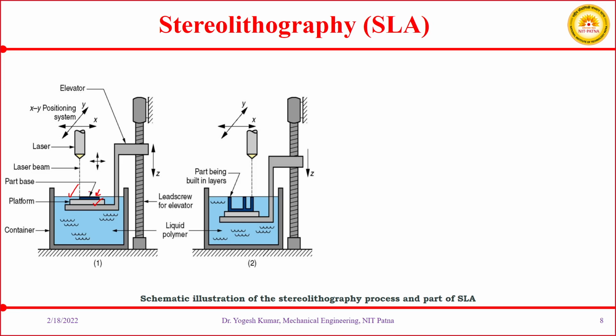As soon as it is solidified, what you need to do? Again, you have to lower the build platform by a distance equal to delta z, or your layer height. If you lower it, a fresh layer of liquid resin will come on this previously printed solid layer, and as you move the laser beam on this second layer, you will get the solid part. The process is repeated until you get your final product.